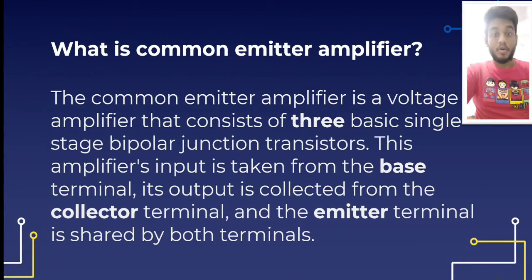Okay, the topic we get for the assignment is about common emitter amplifier. The common emitter amplifier is a voltage amplifier that consists of 3 basic single-stage bipolar junction transistors. This amplifier's input is taken from the base terminal, its output is collected from the collector terminal, and the emitter terminal is shared by both terminals. Next slide is presented by Muhammad Nazrul.